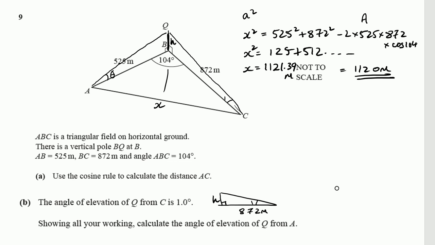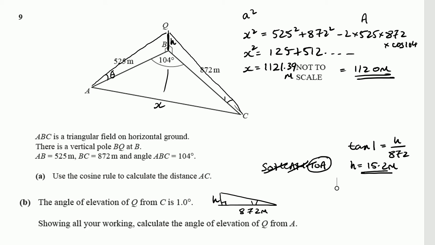This is a right angled triangle, so I get to use SOHCAHTOA. And seeing as I'm not at all interested in the hypotenuse, I know I have to use the tan part of this. So tan of 1 degree is equal to the opposite, h, over 872. That gives me h equals 872 times tan 1, and I'll work that out now. 872 times tan 1 is 15.2 meters. That's the height of that flagpole.